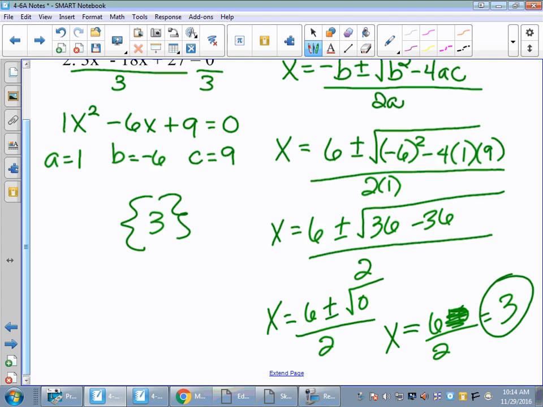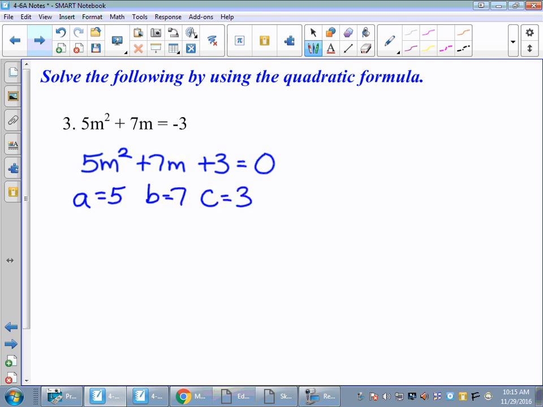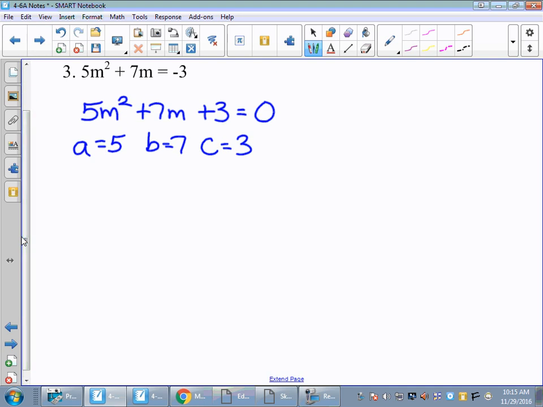Okay, one more example here. In this particular case, it's not equal to 0, so I need to make it equal to 0 first. If you don't do that, you're going to be using the wrong value for your c value here. So 5m squared plus 7m plus 3 equals 0. It has to equal 0. Now you have the right values of a's, b's, and c's. Your a value is 5, your b value is 7, and the c value is 3. If you didn't move it over, a common error is that people call the c value negative 3. So make sure that you move that c value over.